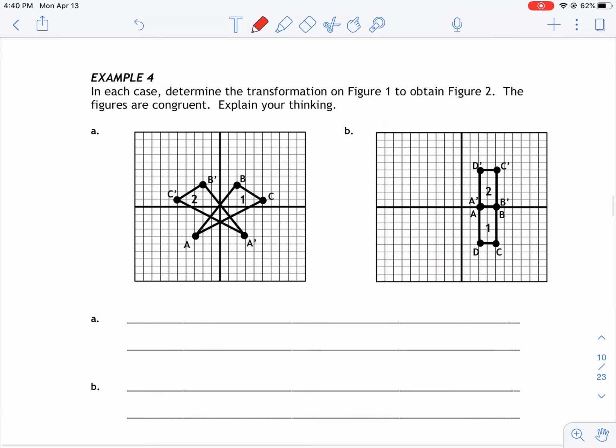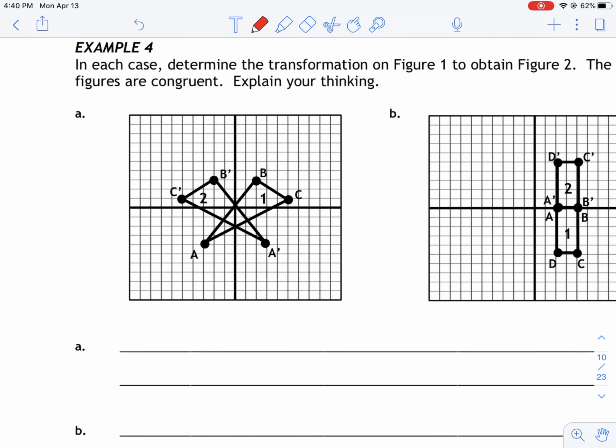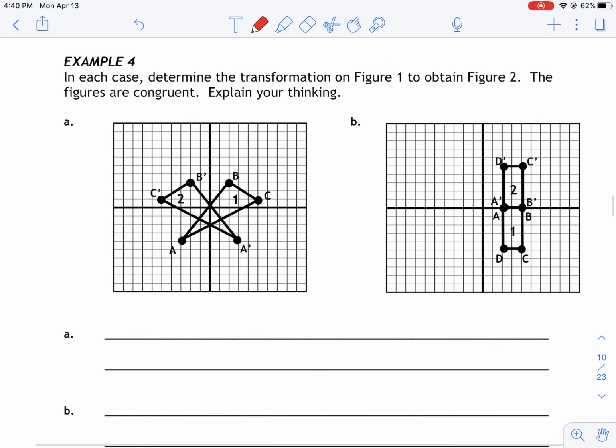All right, in our last example, again, I'm going to have you do one of these. I'm going to help you out with A and let you do B on your own. For A, I wanted to show you what happens when they cross the line of reflection, just for a minute, because that can get kind of tricky. So in each case, determine the transformation on figure 1 to obtain figure 2. I'm going to give you a second to try to figure it out on A and on B.